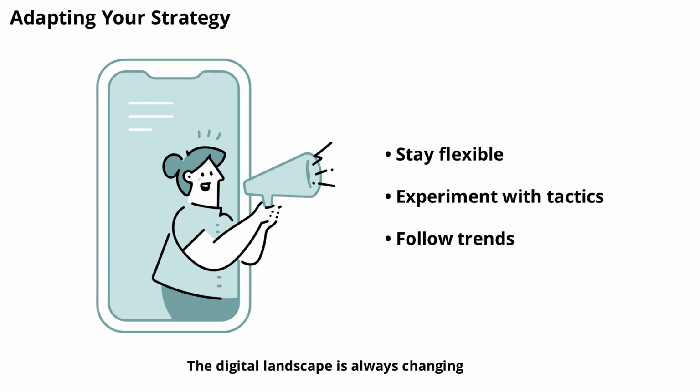The digital landscape is always changing, so it's important to stay flexible. Be willing to adapt your strategy based on feedback and results. Experiment with new content formats, platforms, or marketing tactics. Stay informed about industry trends and be ready to pivot when necessary. Adaptability is key to long-term brand success online.